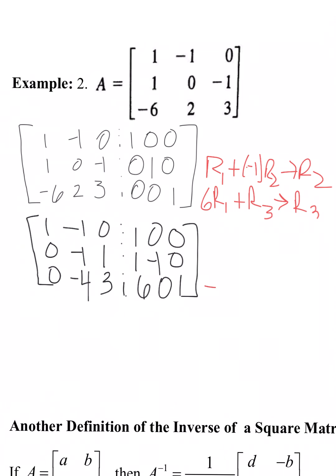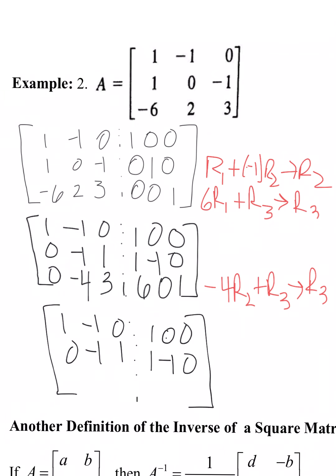So I'm going to take negative 4 times R2 plus R3, and that will give us our new R3, again to eliminate this term right here, because if I go negative 4 times that will give us positive 4 and add to that to give us 0. Okay, so the first entry is 0. Negative 4 times this would be positive 4 plus negative 4 is 0.